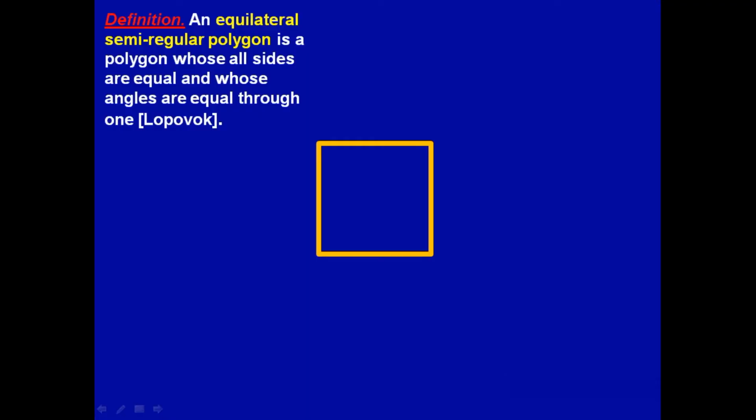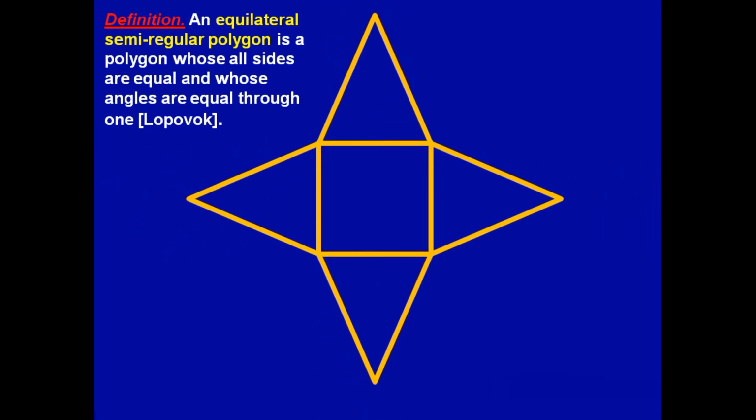During the work, we use different geometric objects. Here are their definitions. First, an equilateral semi-regular polygon. Imagine that we have a square and add isosceles triangles to its sides. Then the polygon will have equal sides and its angles will be equal through one. So, an equilateral semi-regular polygon is a polygon whose sides are all equal and whose angles are equal through one.